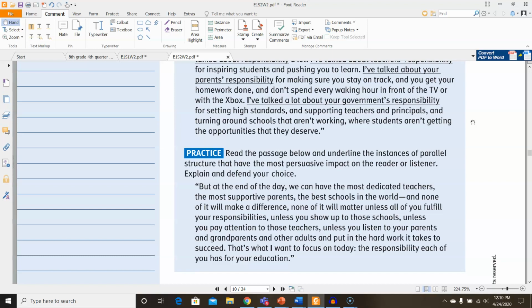But at the end of the day, we can have the most dedicated teachers, the most supportive parents, the best schools in the world, and none of it will have made a difference. None of it will matter unless all of you fulfill your responsibilities, unless you show up to those schools, unless you pay attention to those teachers, unless you listen to your parents and grandparents and other adults that have put in the hard work it takes to succeed. That's what I want to focus on today. The responsibility each of you has for your education.